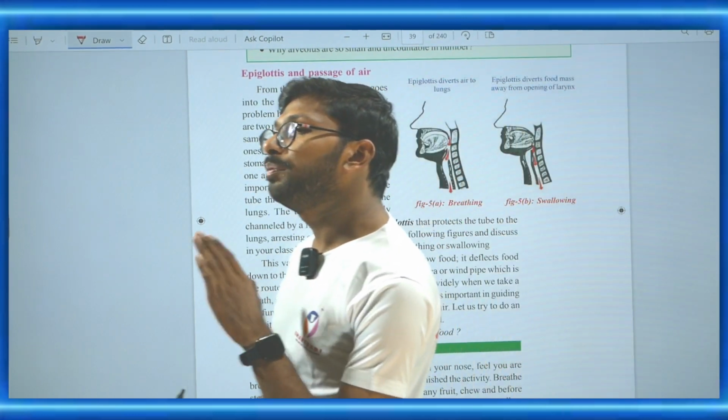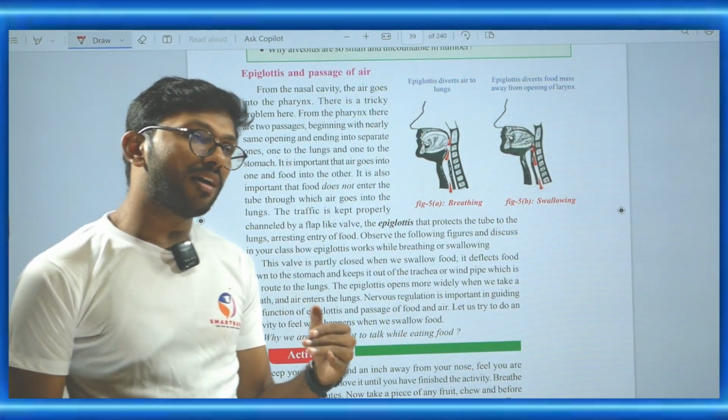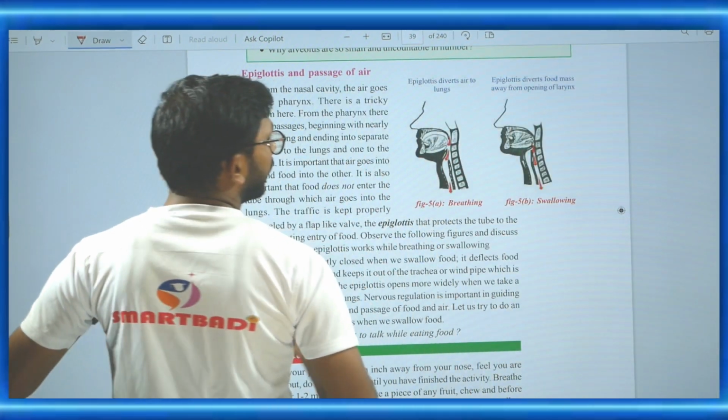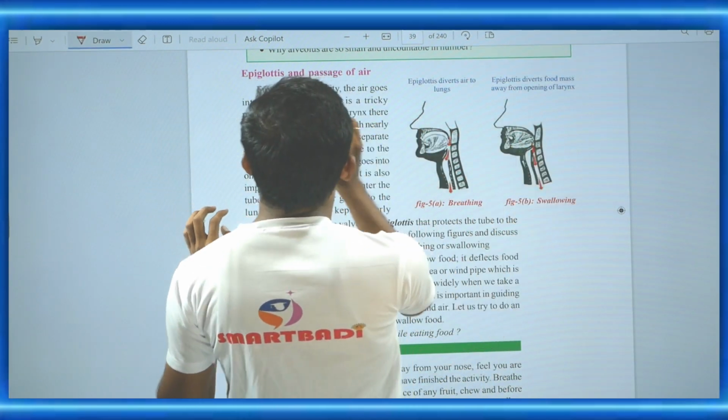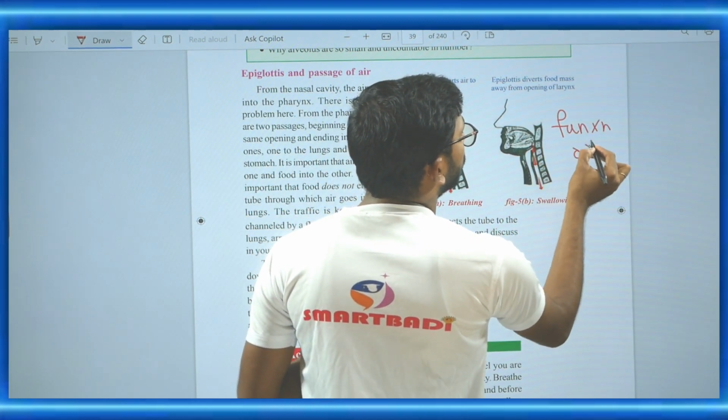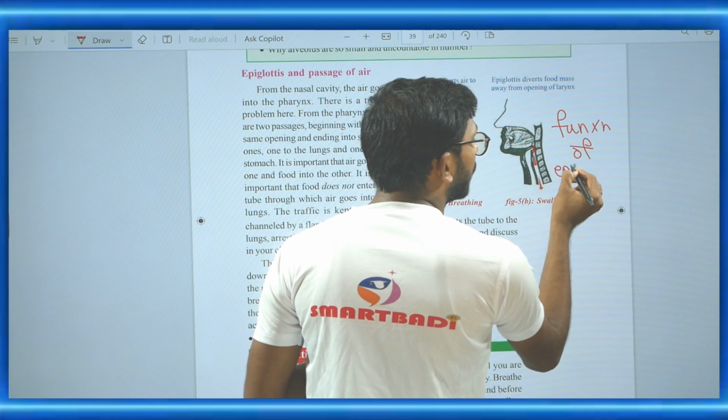So obviously, if the food pipe is closed, then there is the only chance of entry of air into the windpipe. That is the simultaneous work of the epiglottis. This is about the function of the epiglottis.